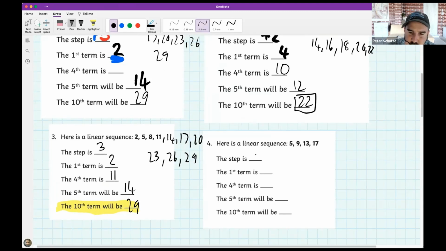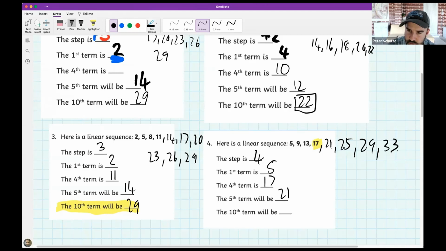And then the next one here, it's going up in 4s. So the step size is 4. First term is 5. 4th term, if I count 1, 2, 3, 4, is going to be 17. To get the 5th term, I'm going to have to get 21. And then the 10th term, oh my goodness, there's so much work to do. I've got to go 25, 29, 33, 37, 41. Let's see if I've done this right. 1, 2, 3, 4, 5, 6, 7, 8, 9, 10.